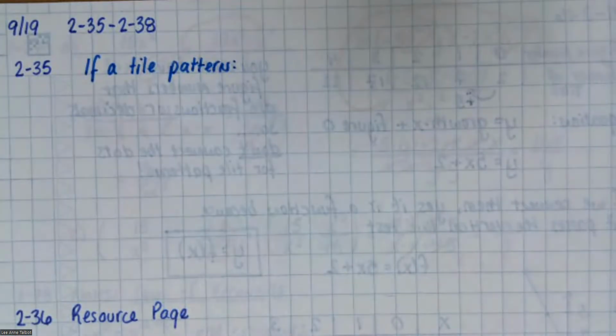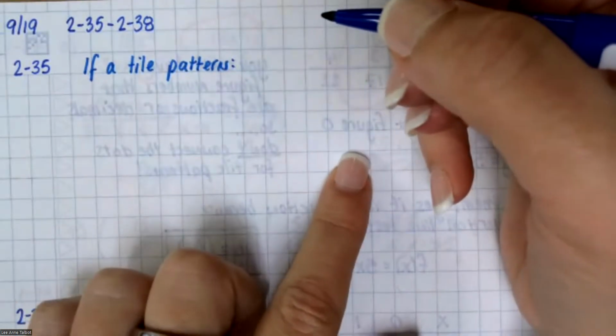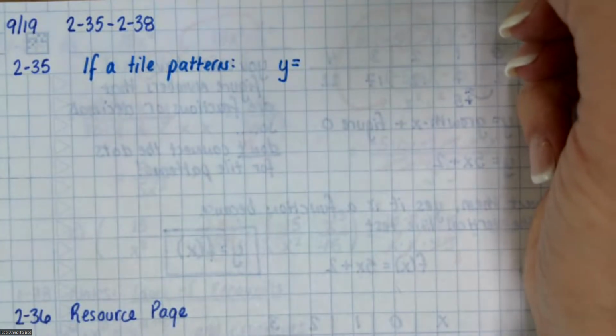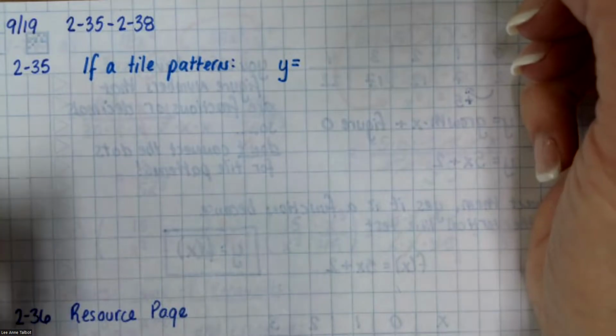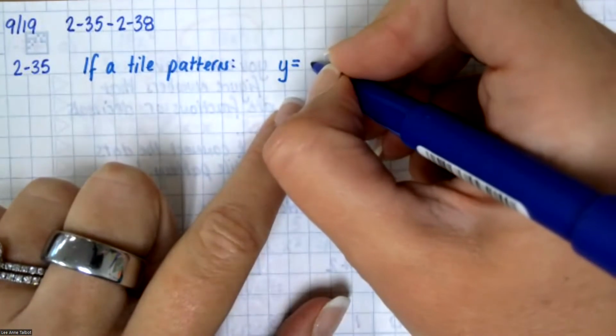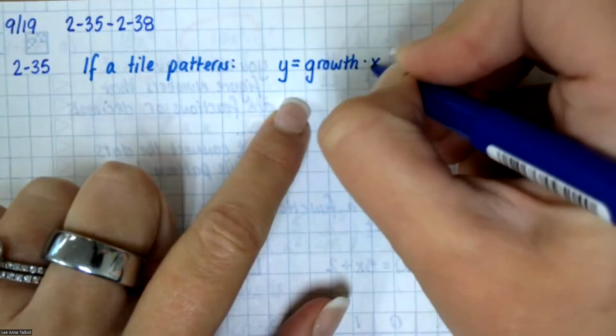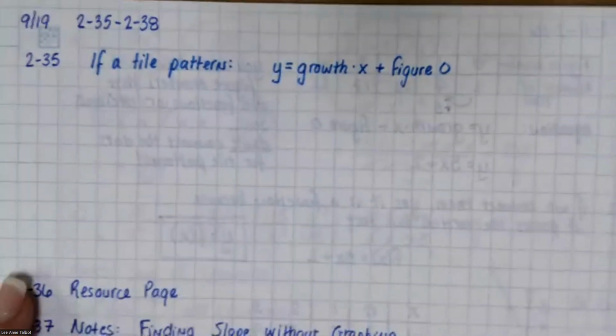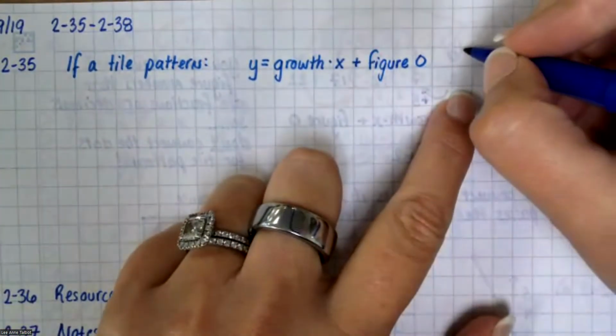Okay, first we're going to talk about the situation if you have a tile pattern, which is the very first resource page we did, which was this one, if you guys remember. And when we had a tile pattern, do you guys remember how we found the equation? Y equals, what was the equation? What was M and what was B for a tile pattern? Yes, Mackenzie. Perfect. Y equals growth times X plus figure 0.